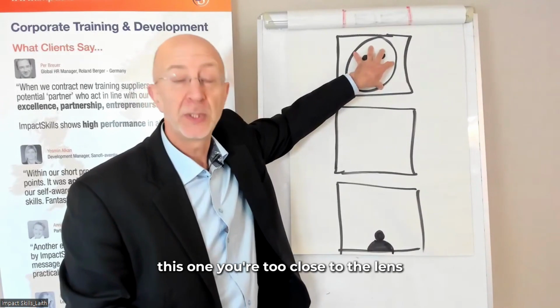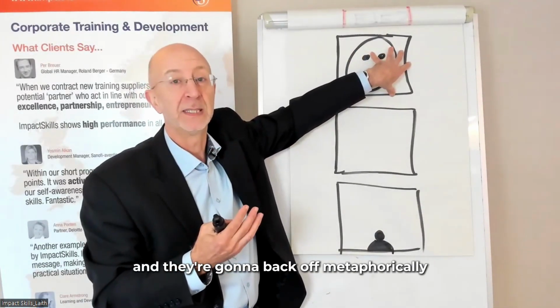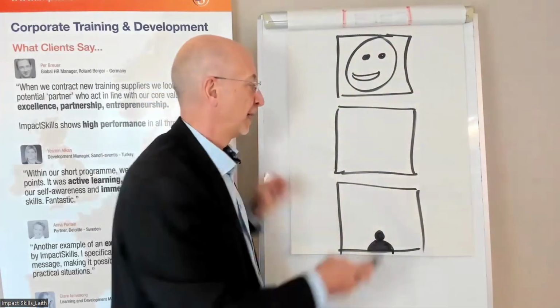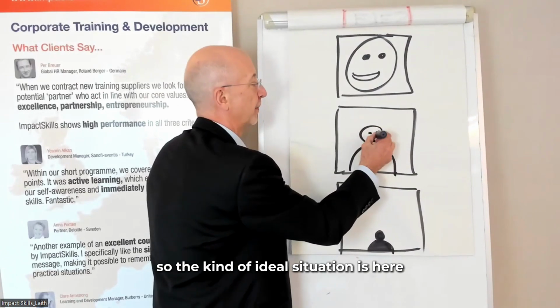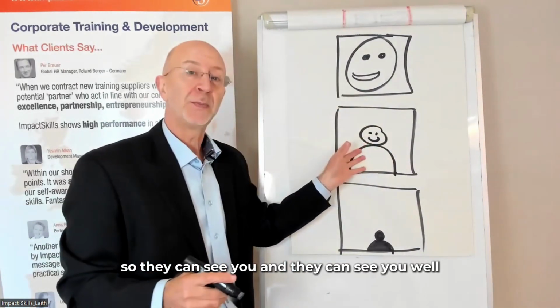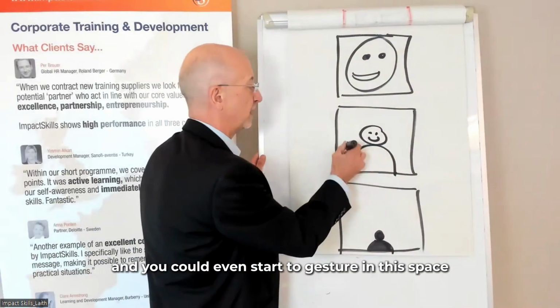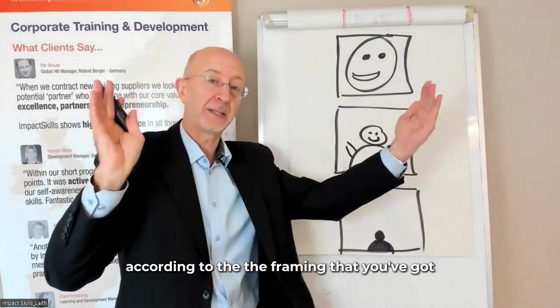This one, you're too close to the lens, they're feeling uncomfortable and they're going to back off metaphorically. They might even do it physically, even in the virtual world, because you're too close to them. So the ideal situation is here. They can see you, and they can see you well, they can see your facial gestures, and you could even start to gesture in this space appropriately, according to the framing that you've got.